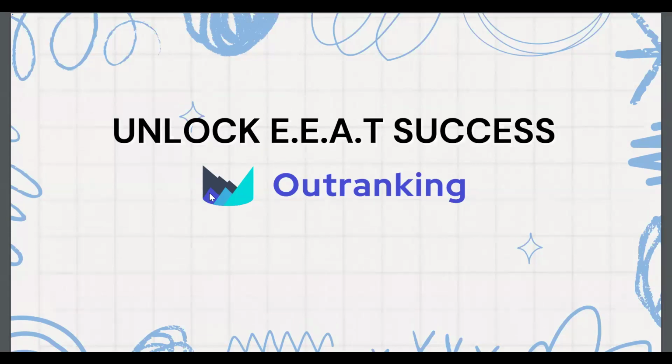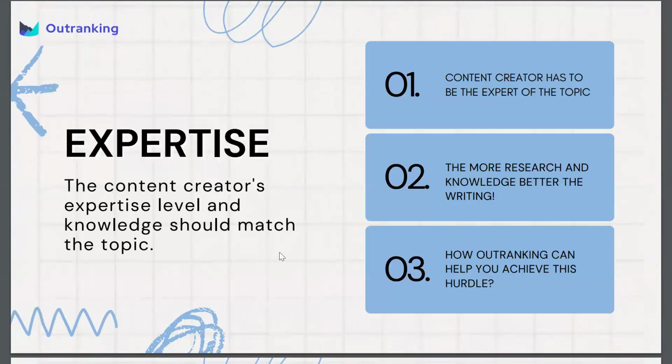And so the first thing that comes to mind when it's EEAT is expertise. So the content creator's expertise level and knowledge should match the topic. Google really wants people who are actually in that field to write the content about it, rather than anyone writing about any topic that they have been given to write.